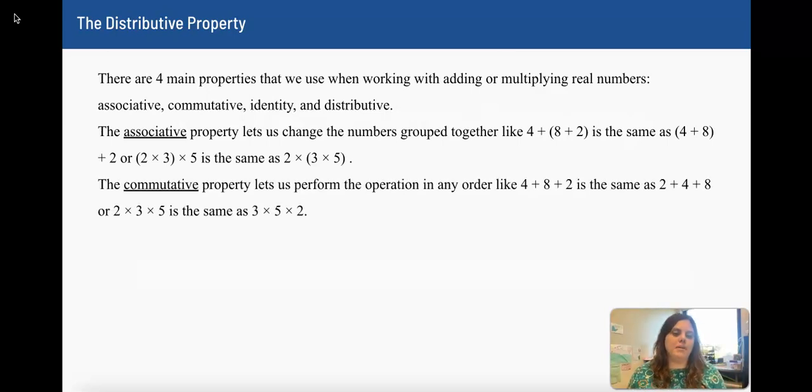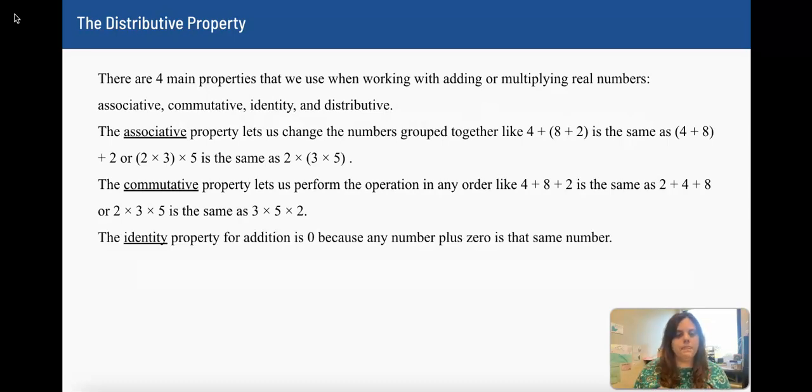The commutative property is next. This is the one that lets us perform the operation in any order. So 4 plus 8 plus 2 is the same as 2 plus 4 plus 8, or 2 times 3 times 5 is the same as 3 times 5 times 2. It doesn't matter the order as long as the operation is all the same.